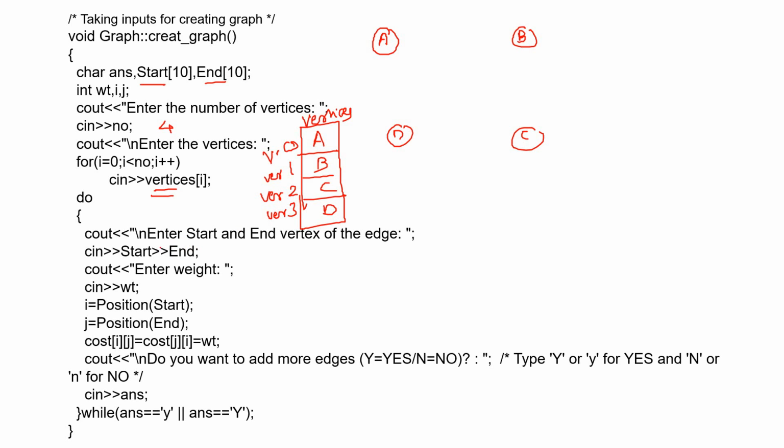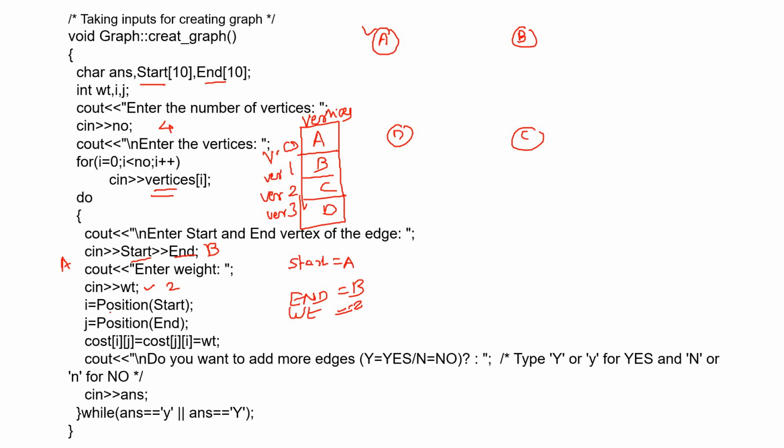After that what we want to do? We need to accept the start and end vertex of the edge. So enter the start vertex and end vertex. Let's say the start vertex is A and the end vertex is B. After that I am accepting the weight from the user: enter the weight. Let's say the weight is equal to 2. So I have accepted so far start is equal to A, end is equal to B and weight is equal to 2.